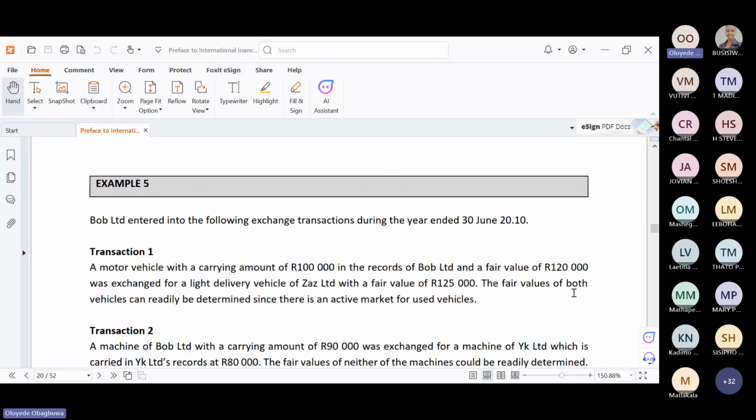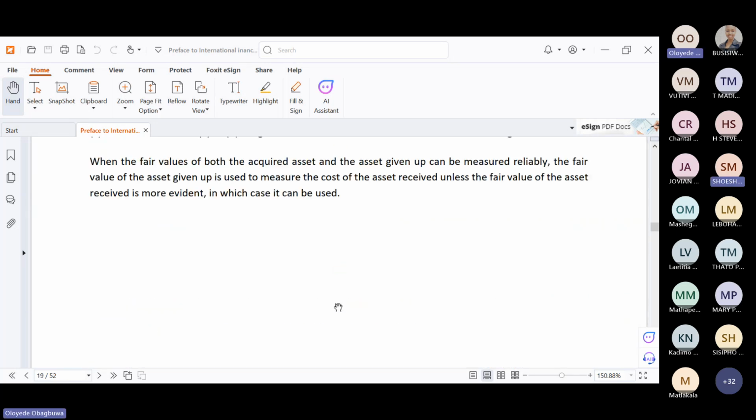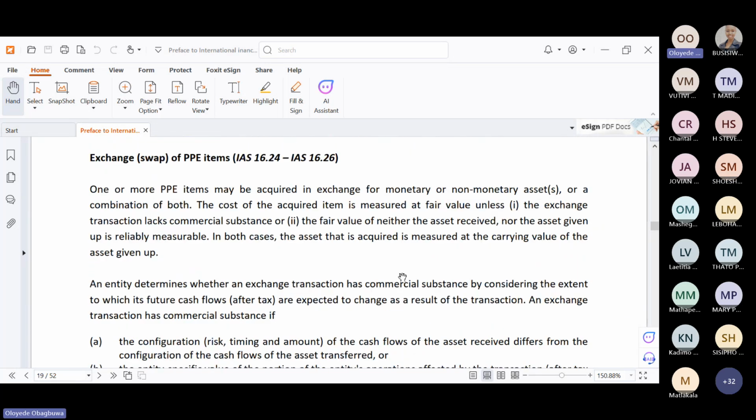Now, let me explain the condition. Once you know the condition, you just go straight to it. The condition we have here is that one or more PPE items may be acquired in exchange for monetary or non-monetary assets, or a combination of both. The cost of the acquired item, just underline that, acquired, is measured at fair value unless this condition exists, that is, the exchange transaction lacks commercial substance.